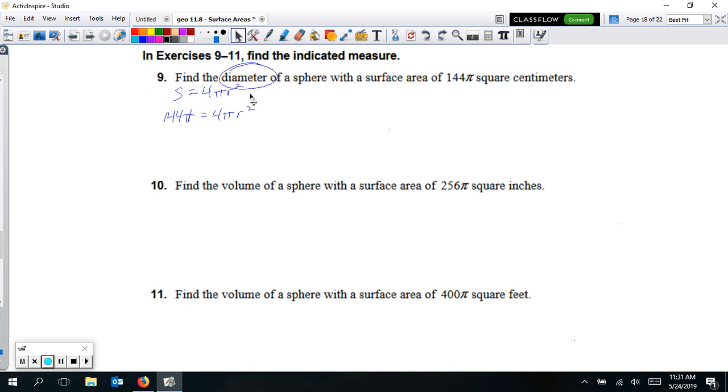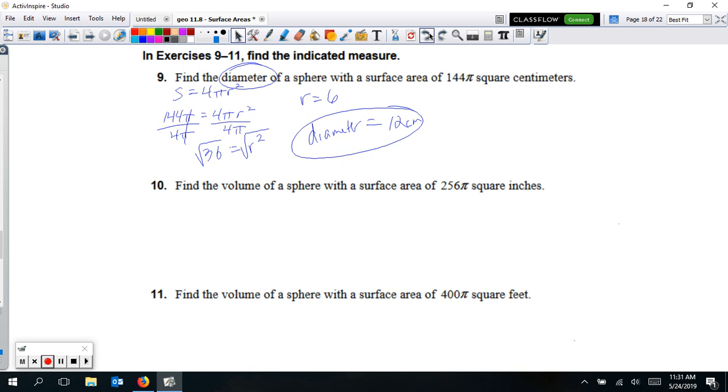So we have to divide by 4 pi first to get the r squared by itself. That's going to cancel our pi's out here. So the 4 pi's cancel, and r squared is by itself. 144 divided by 4, that's 36. And then to get rid of the square, just take the square root of both sides. So the square root of 36 is 6. That's what r equals. So if you just double 6, that's going to be 12. Your diameter is 12 centimeters. Because we're in centimeters, we know we're going to put centimeters at the end.